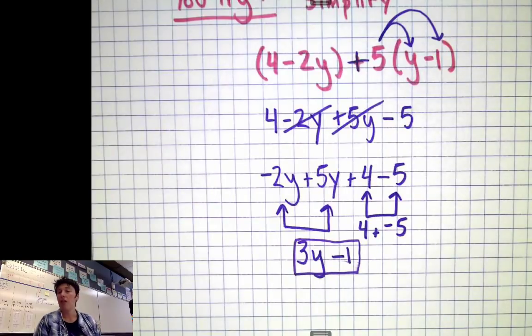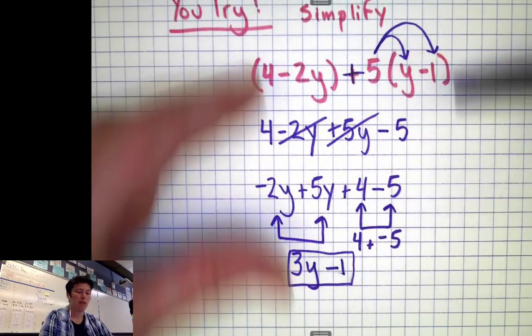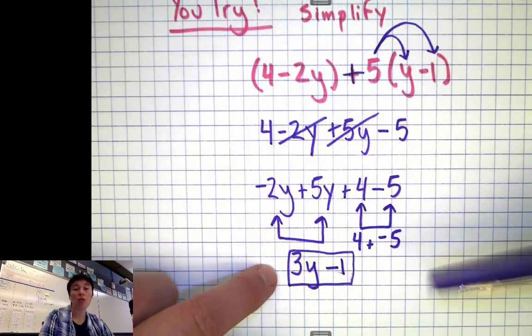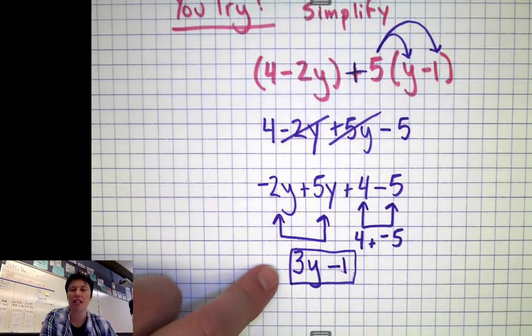So again, notice we're not solving for y. We're not getting an answer for y. All we're doing is taking this big, messy expression and trying to make it smaller and cleaner. That's all we're up to right now. And why are we doing that? You might be starting to ask yourself, well, why do I need to do that?